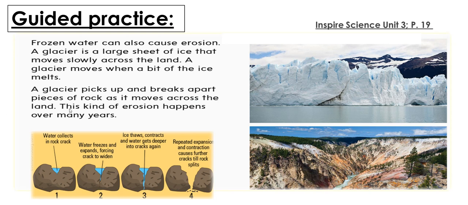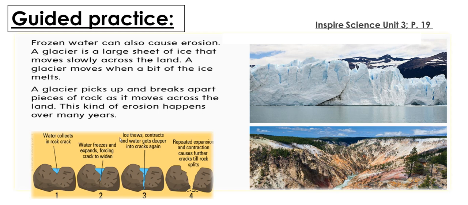Frozen water can also cause erosion. A glacier is a large sheet of ice that moves slowly across the land. A glacier moves when a bed of the ice melts. Just like in the video, glaciers also move rocks from one place to another. You can see these pictures in your Inspire book, Unit 3, pages 18 and 19. A glacier picks up and breaks apart pieces of rock as it moves across the land. This kind of erosion happens over many years.